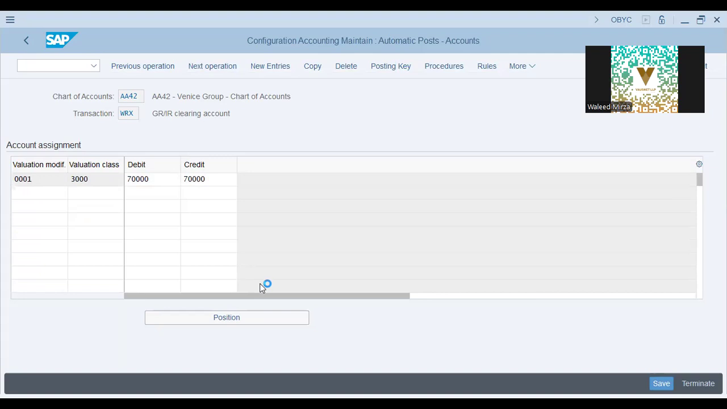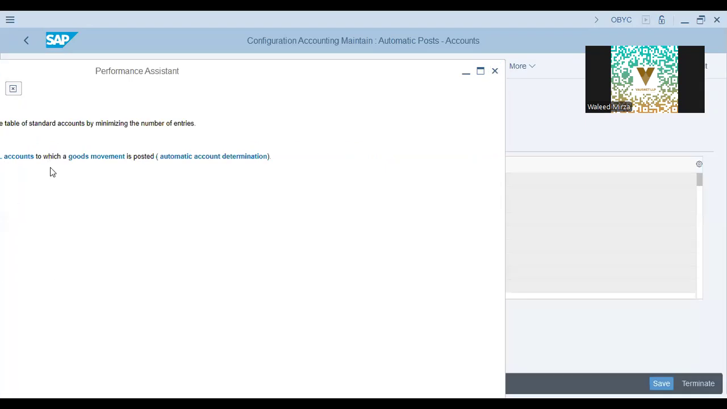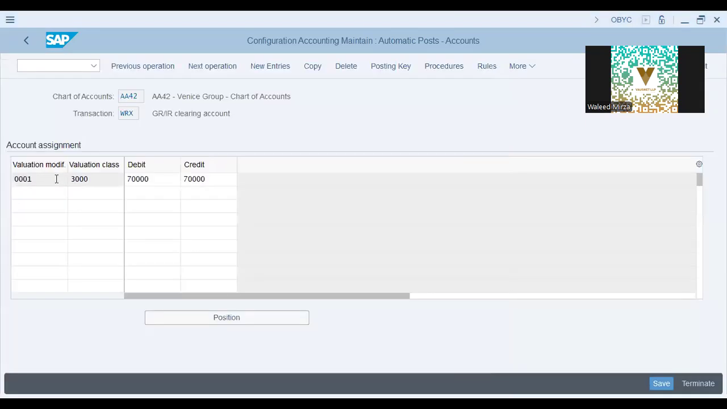Let's restudy it again. Grouping of valuation areas. Valuation areas is your plants, to facilitate administration of the table of standard accounts by minimizing the number of entries. Together with other factors, the valuation grouping code determines the GL accounts to which a goods movement is posted in automatic account determination. So valuation modification groups your valuation areas, which are your plants. Valuation class basically groups your raw materials. So just correct that. The same GRIR account will be looking after that.